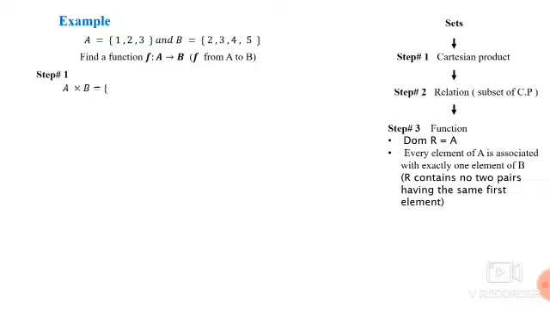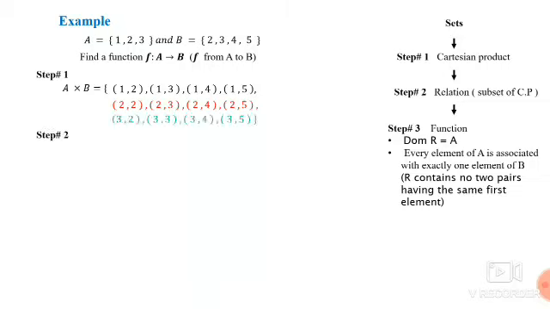So our step 1 will be to find the Cartesian product. Here is the Cartesian product. Step 2, make a relation. Here we have chosen these four ordered pairs. Now check whether it's a function or not.